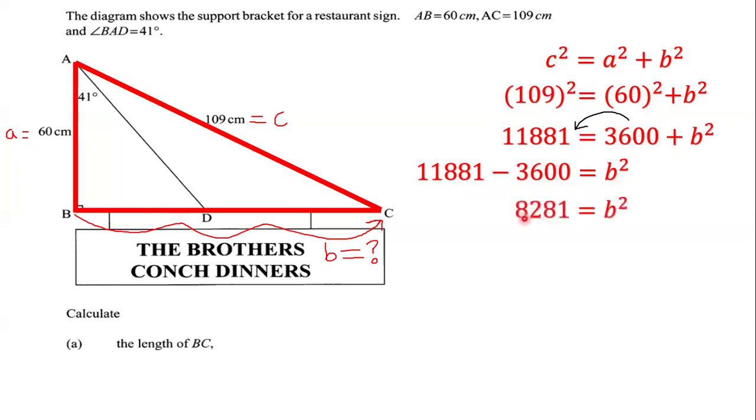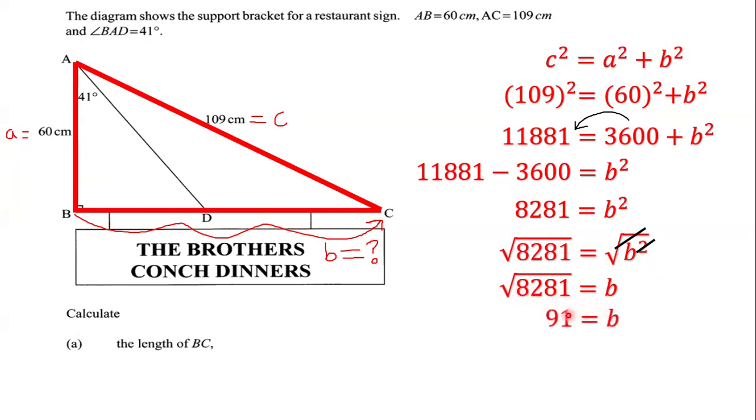Let's subtract, and when we subtract these two values, we get 8,281 is equal to b squared, but we need to figure out what b is, not b squared. And so we got to take the square root of both sides because we want to get rid of this power of 2. And we can do that by canceling the root with the power. And so we have that b is going to be equal to the square root of, I'm sorry, the square root of 8,281. When we take the square root of it, we get 91. So b is equal to 91. And so that means that the length BC is equal to 91 centimeters.